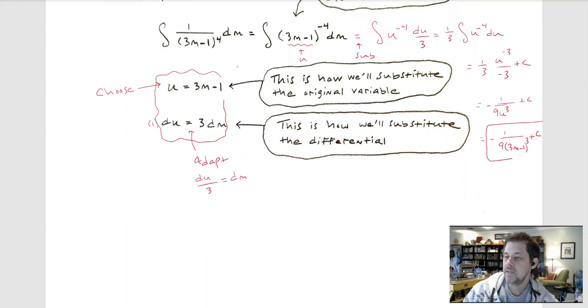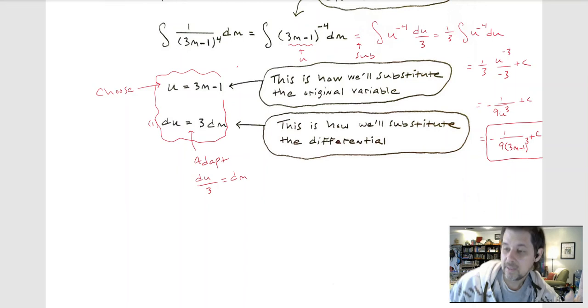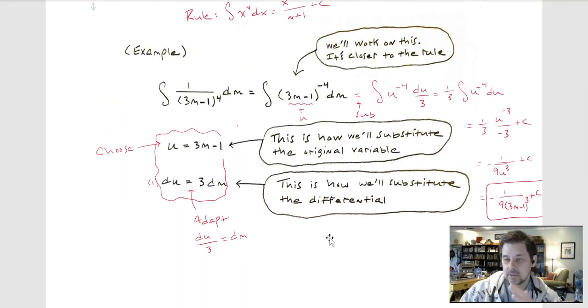Okay, so yes, that's what I was looking for: -1 over 9 times (3m - 1) to the 3rd power plus c. So I got it. All right, now that's the whole procedure. Every time it's going to look something like this. We'll have to choose some substitution. We'll say u equals what?